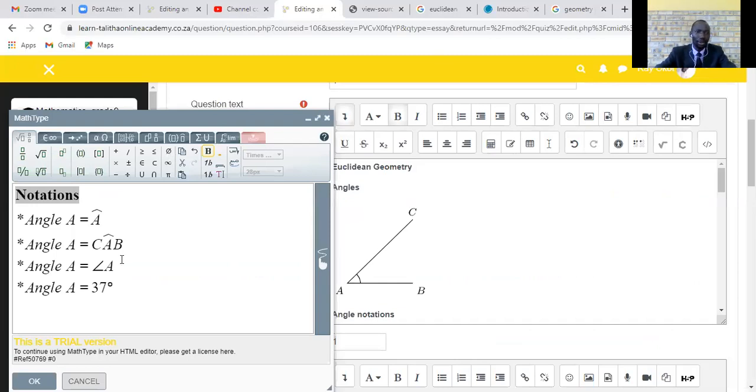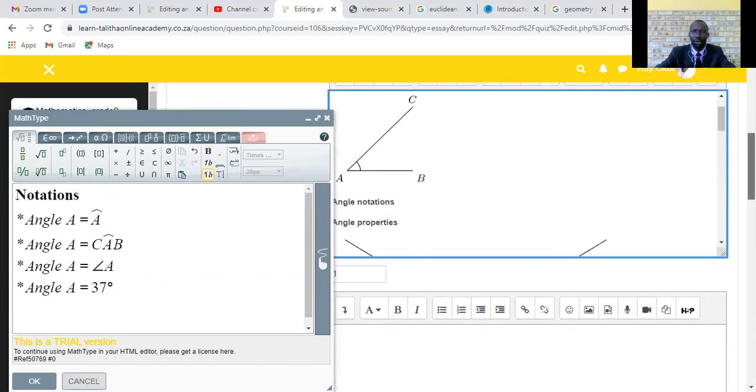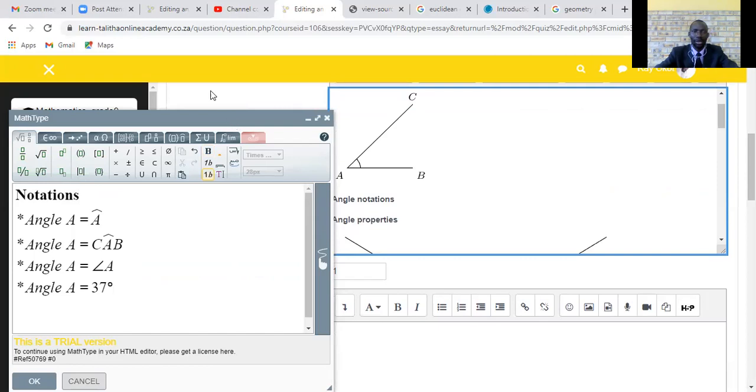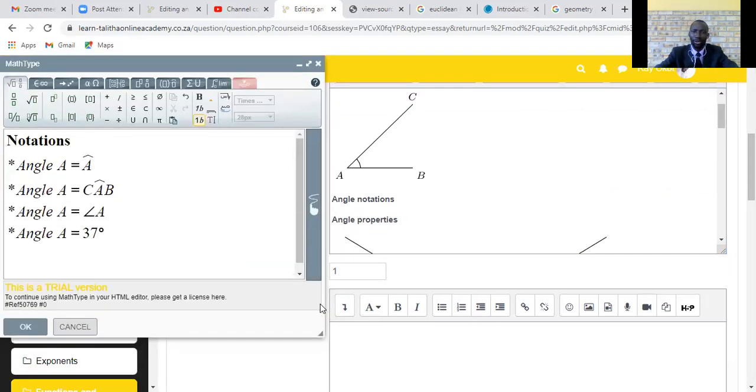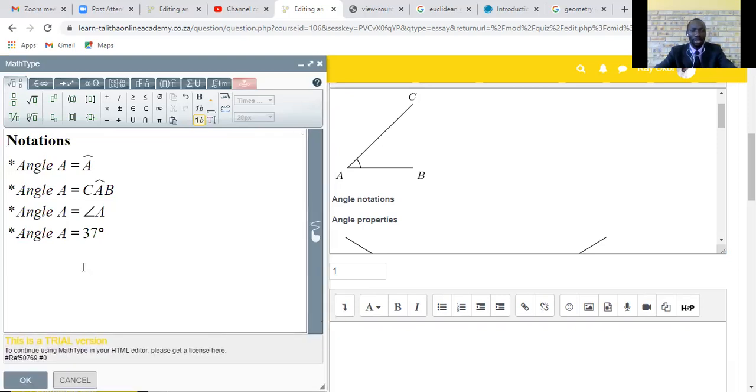Yeah. So now that we are done with the notation, the next thing we want to look at is angle properties. What are some of the properties of angles? There are a few properties we are going to investigate.